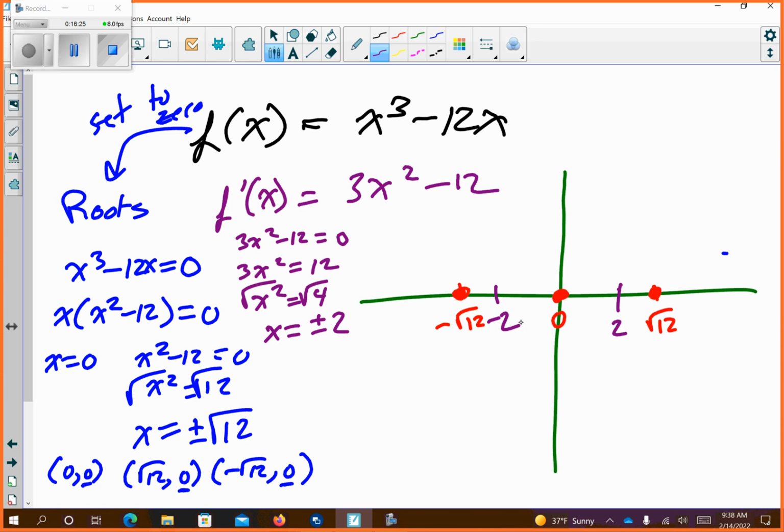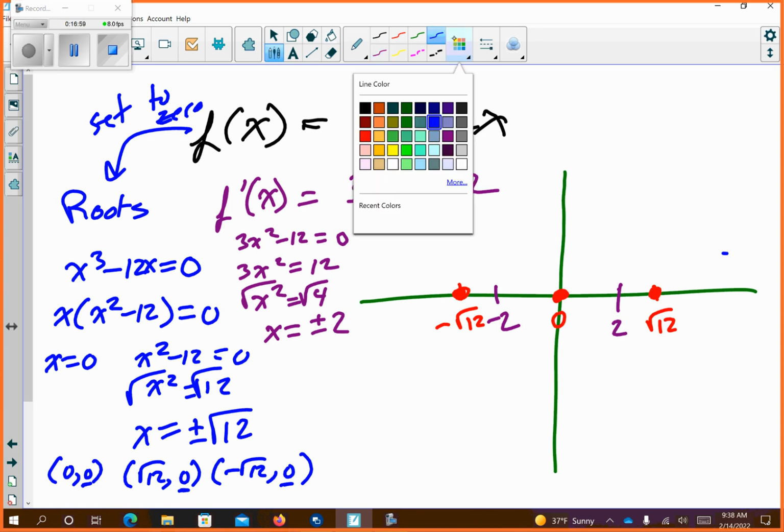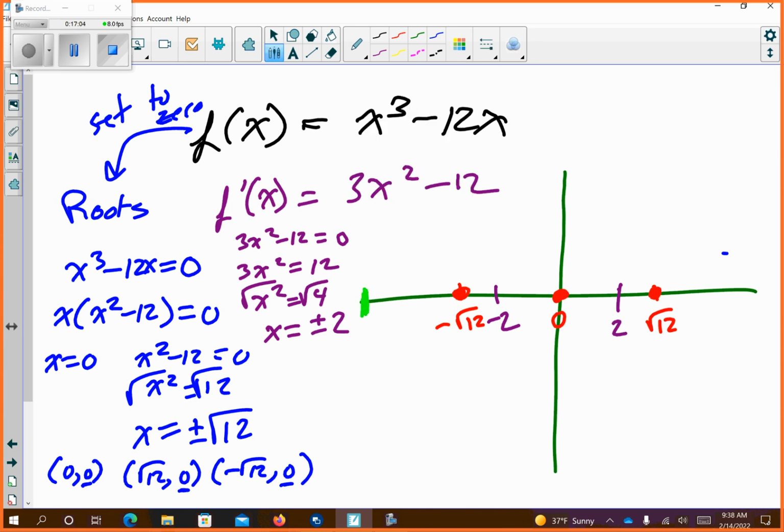Okay, so now let's pretend decimals and graphing calculators and t-tables don't exist. Actually, a t-table would be okay. So let's pick a point. So that's all of our important information. I set the original equal to 0 to determine roots. I set the derivative equal to 0 to determine max, min, or point of inflection, which are called critical values. Okay? So let's pick a point way out here.